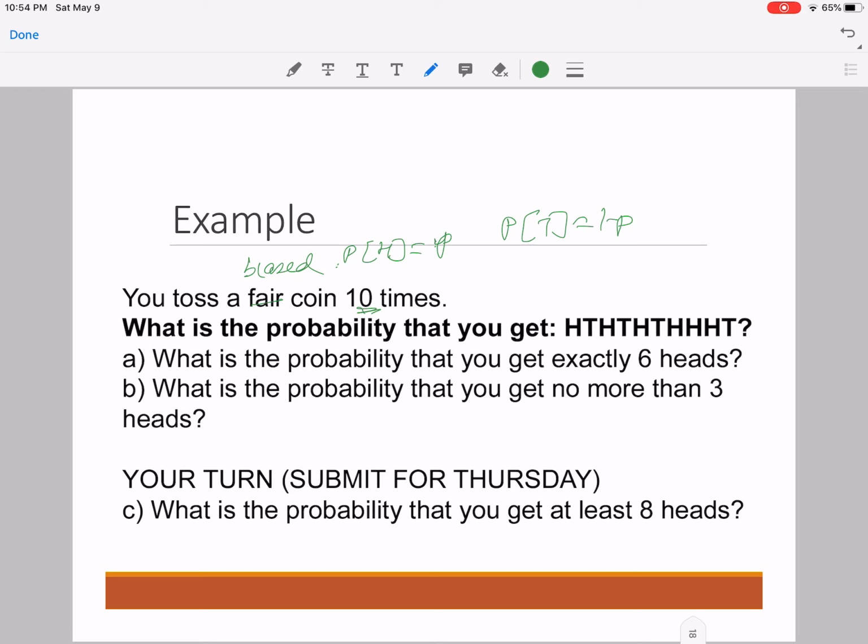And let's say that I toss it 10 times. First, I need to find out the probability that I get h for the very first flip, then t, then h, then t, then h, then t, then h, and then finally t.